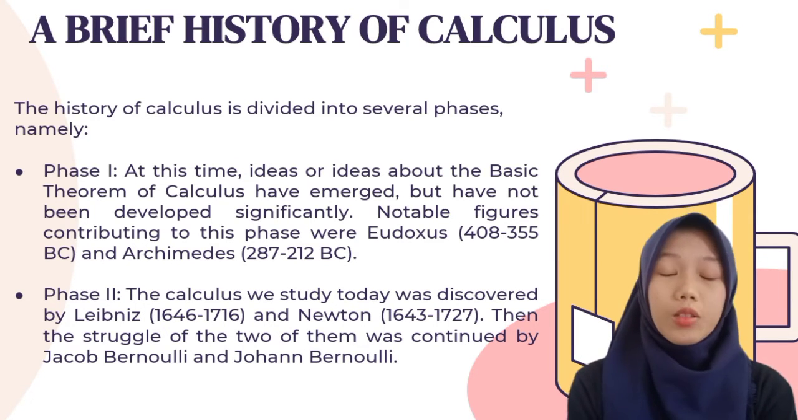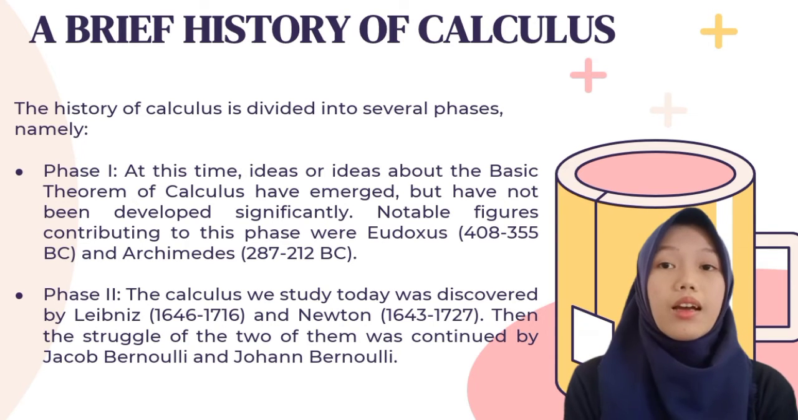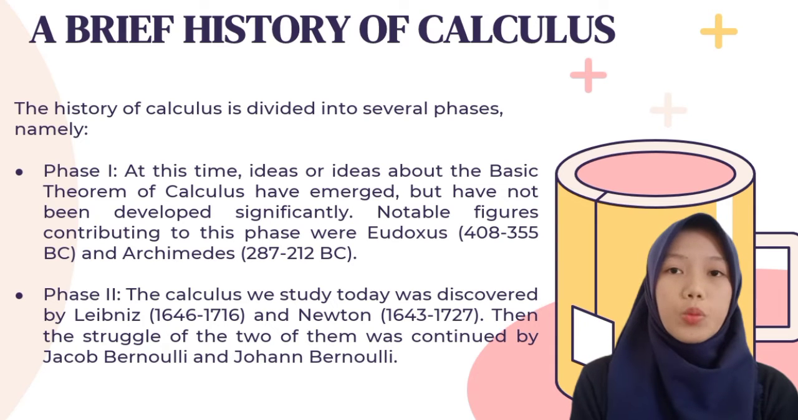The history of calculus is divided into several phases, namely Phase 1. At this time, ideas about the basic theorem of calculus have emerged, but have not been developed significantly. Notable figures contributing to this phase were Eudoxus, 408 to 355 BC, and Archimedes, 287 to 212 BC.